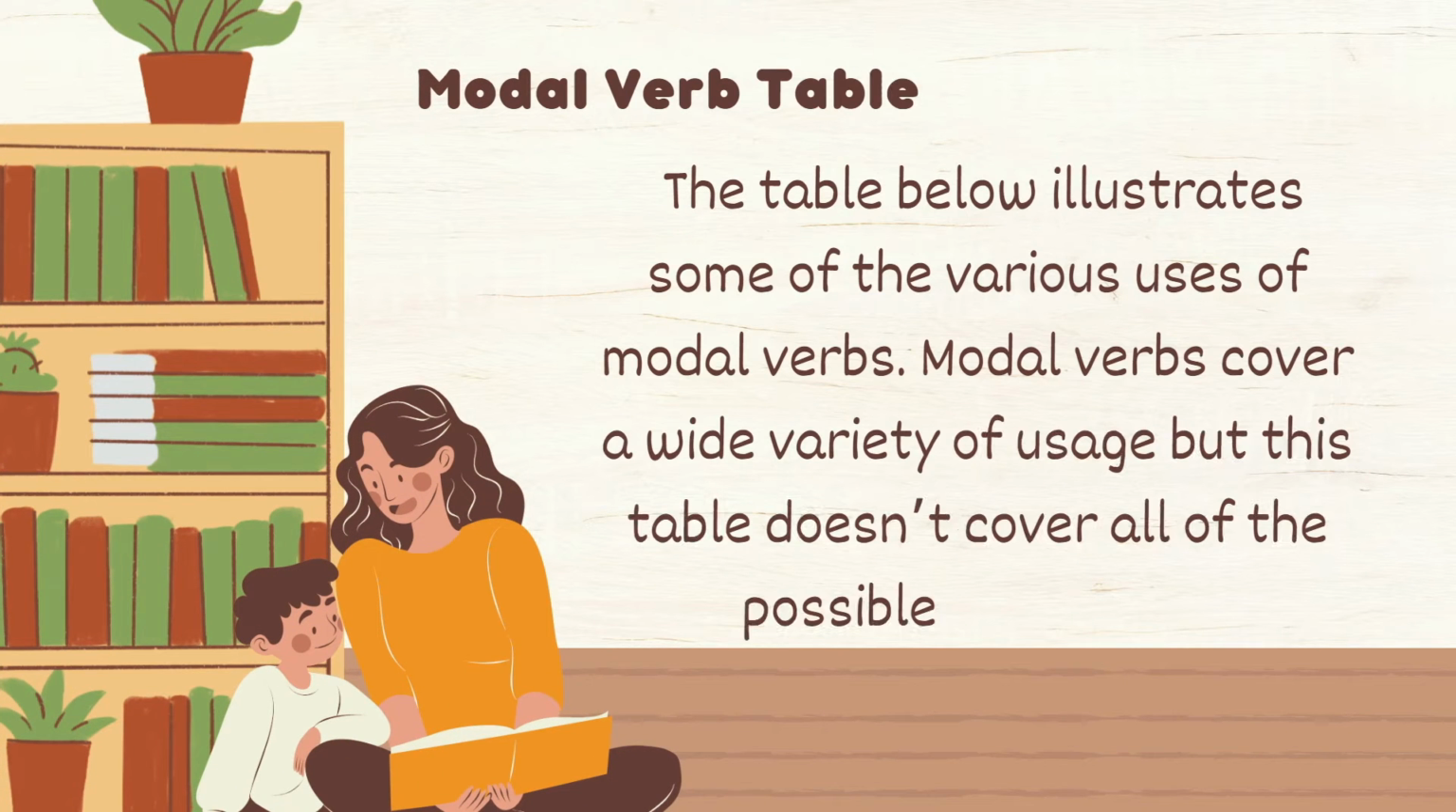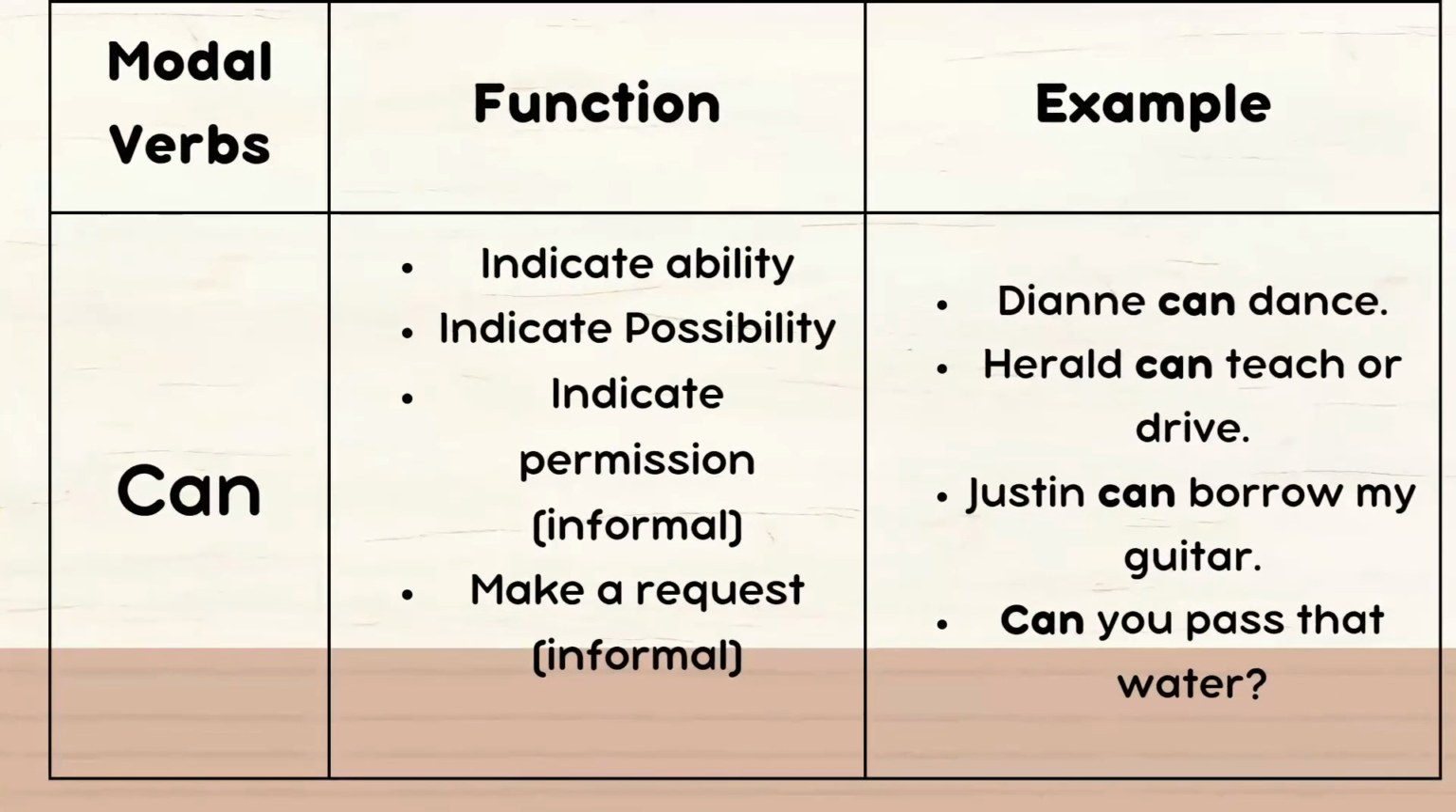Here is the modal verb table. It describes the various types or uses of modal verbs. First, the modal verb can. Its function is indicating ability. For example, Diane can dance. Diane has an ability to dance.